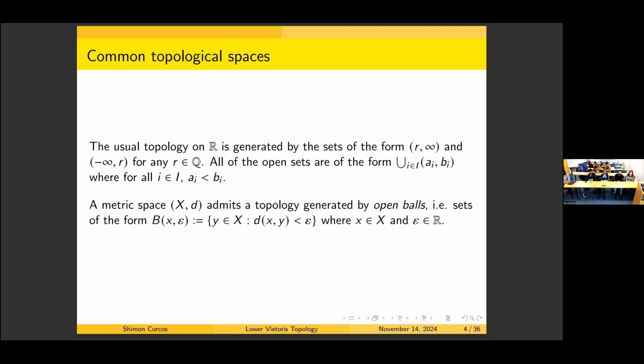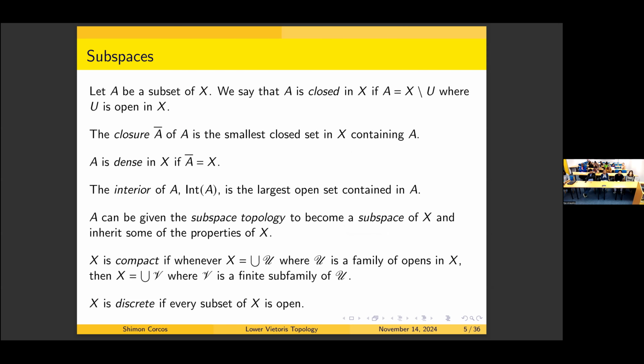Let's talk about some common notions of subsets of topological spaces. If we're given a subset A of X, we say it's closed if it is the set of points lying outside some open subset of X. And dropping the assumption that A is closed, we can define the smallest closed set in X containing A, which we call the closure of A. If the closure of A is the whole space X, we say that A is dense in X. The interior of A is the largest open set that is contained in A.